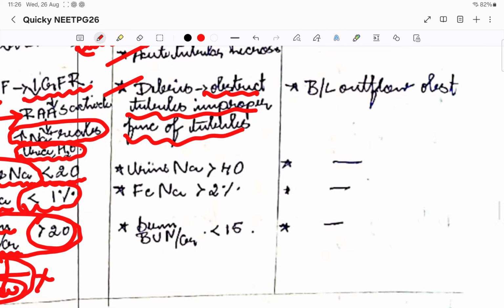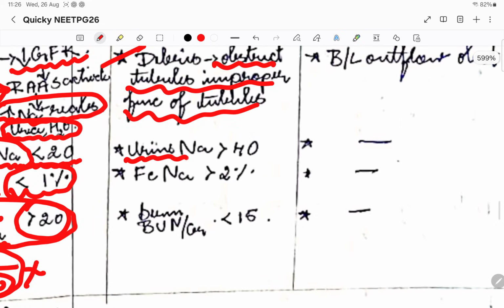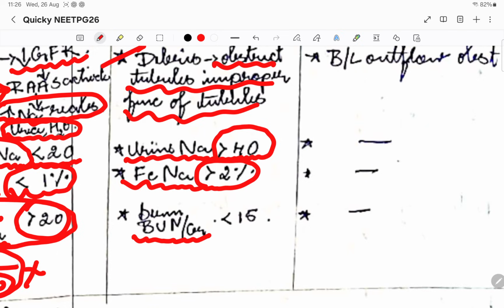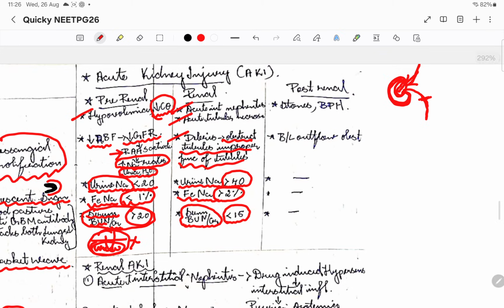So this is where the pathology comes in, which will lead to increased sodium excretion because nothing is getting reabsorbed, the debris is not allowing it. The fractional excretion of sodium is higher than 2%, where it was less than 1% in pre-renal. Okay, and the blood urea nitrogen is also getting affected, so all the urea is also getting excreted. So the ratio will be less than 15. Okay, so this is with respect to renal AKI.